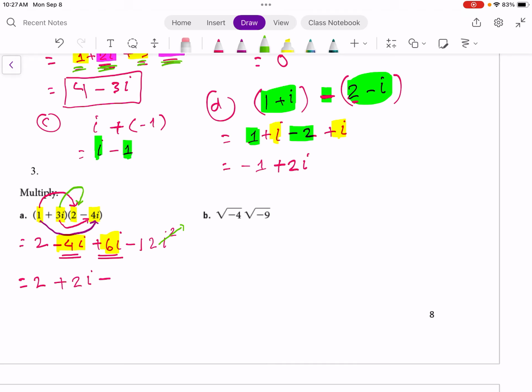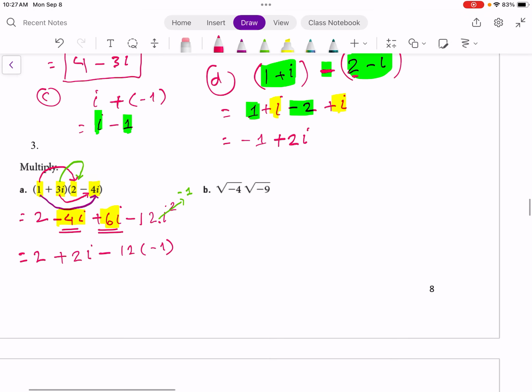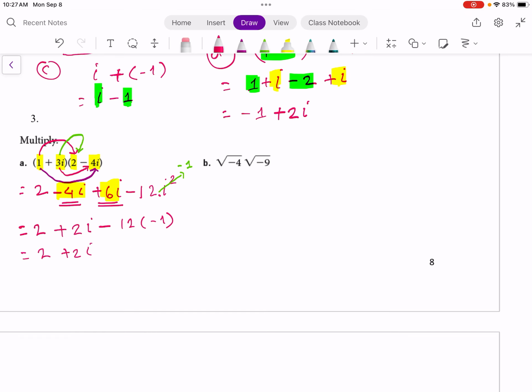Now let's replace i squared by negative 1. So we have negative 12 times negative 1, because we have a product between 12 and i squared. Now this is 2 plus 2i, and negative 12 times negative 1 is positive 12. Now we have like terms, positive 2 and positive 12. So this is 14 plus 2i. This is the new complex number that we get after multiplying two complex numbers.